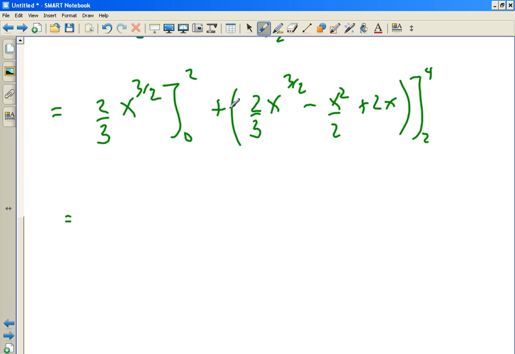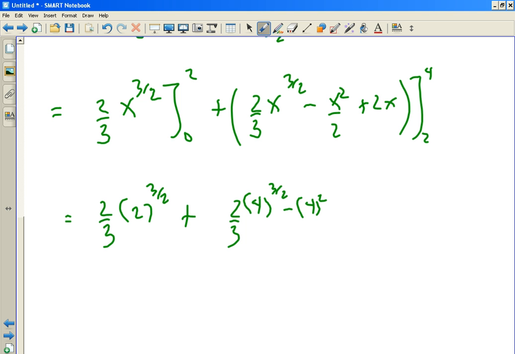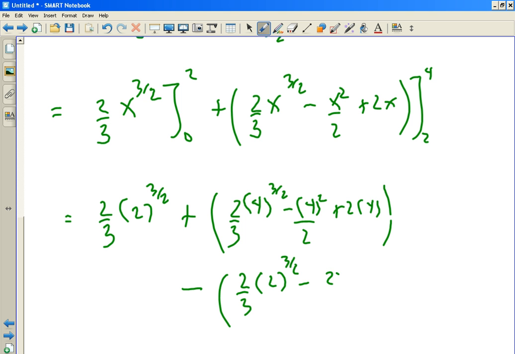Okay. So plug in 2 and you get 2/3 times 2 to the 3/2. Plug in 0, drops out, right? Okay, plus, now let's see, plug in 4, you get 2/3 times 4 to the 3/2 minus 4 squared over 2 plus 2 times 4. That minus, what happens at 2? Yeah, running out of room. Okay, how about if I put it down here? Minus, now let's plug in 2. 2/3 of 2 to the 3/2 minus 2 squared over 2 plus 2 times 2.